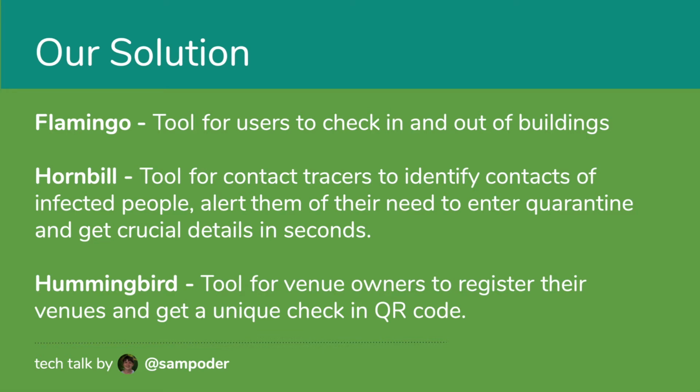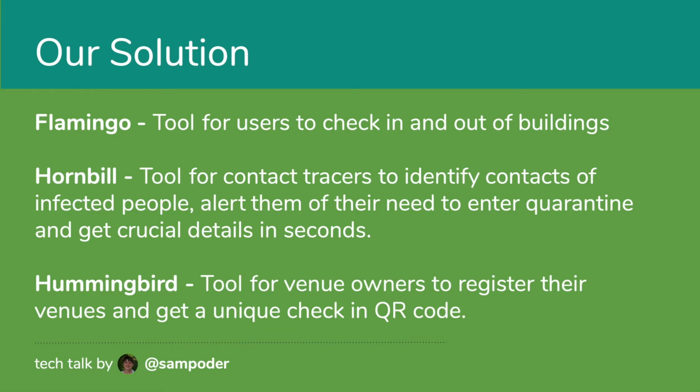So what was our solution? Our solution was to build 3 apps. Each app serves a unique purpose. The first one was Flamingo. Flamingo is an app, as you'll see in the demos later, that allows a user to check in and check out of buildings. It's really simple and easy to use.